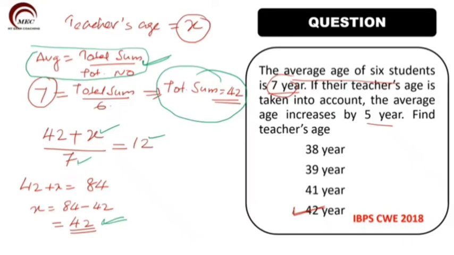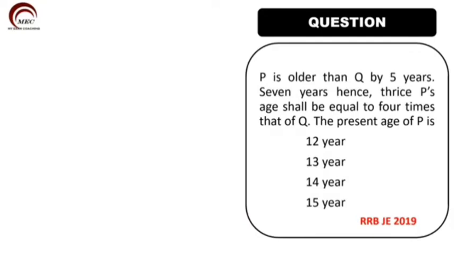So let us go to the next question. P is older than Q by 5 years. 7 years hence, thrice P's age shall be equal to 4 times that of Q. The present age of P is what? So it's an RRB JE question.